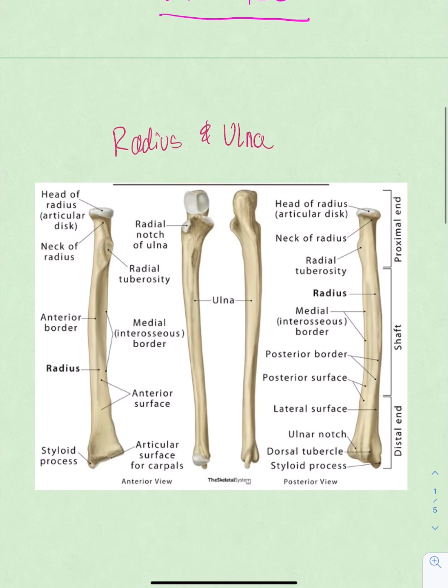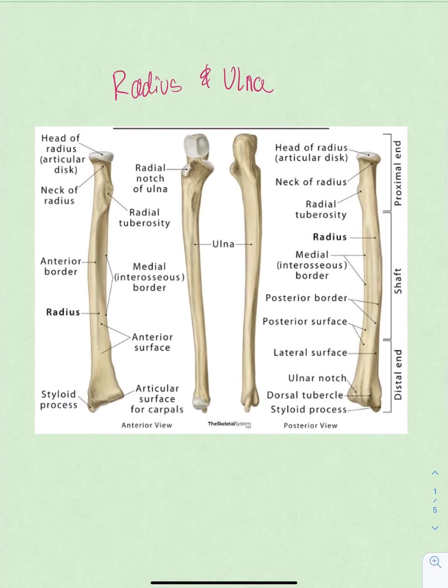Next, we have the proximal ulna. Posteriorly, we can see the olecranon process, and anteriorly, we can see the coronoid process here. The olecranon and coronoid process together form the trochlear notch of the ulna, which articulates with the trochlea of the humerus. Moving laterally from the coronoid process, we have the radial notch seen here. This is a small, rounded concavity that allows for smooth articulation with the head of the radius.